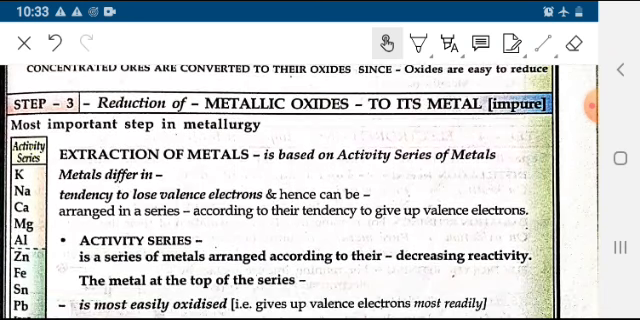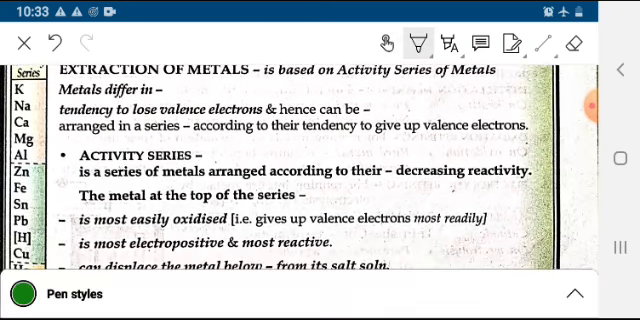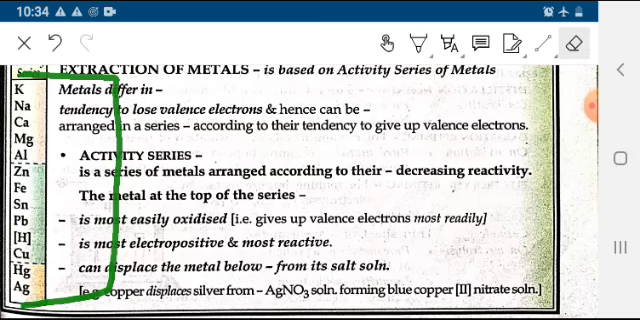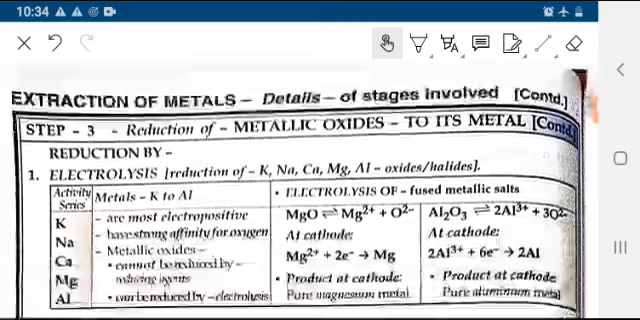Third step is the reduction of metallic oxides to its metal. Extraction of the metal is based on the activity series of metals. You can see that the activity series has been given, and this is the basis of classification, that is, which metal will be extracted by which process. So this is the process for the separation of the elements.